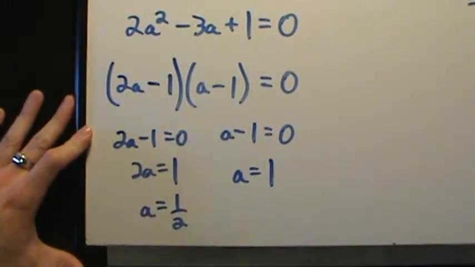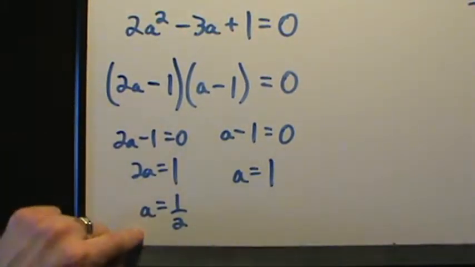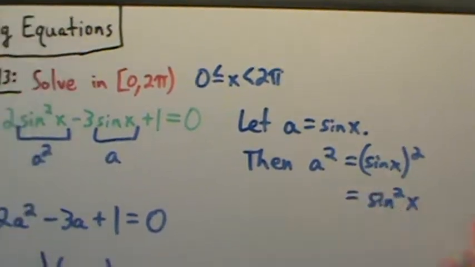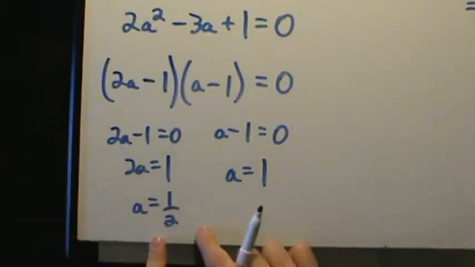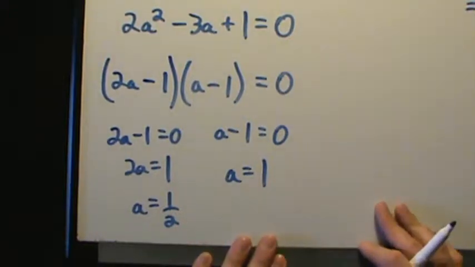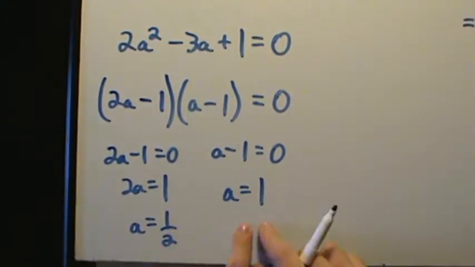Okay. Now we're not done, right? Because we're not solving for a, because remember a is the sine of x. We're solving for x. Here we're supposed to solve for x. So now at this step, this is where we go back into the trig stuff. Okay, so a equals 1/2, a equals 1.